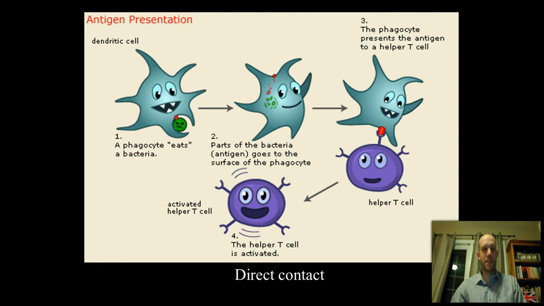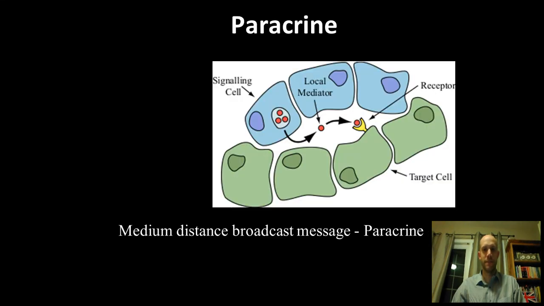Direct contact we've also mentioned in terms of antigen presentation. You may remember that dendritic cells and other phagocytes, when they break down bacteria or other pathogens, will then put part of that bacteria, part of what's called the antigen, which is the surface structures, on their own surface. They present it to the helper T cells. This enables the helper T cells to identify the foreign body, and it activates the helper T cells, which will then further the immune response. So that's a specific example of direct contact.